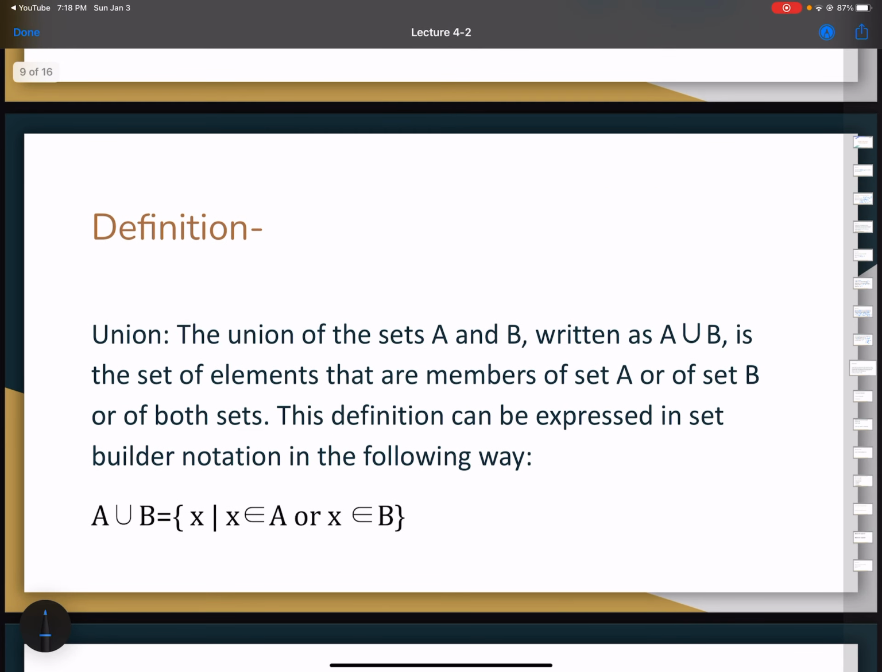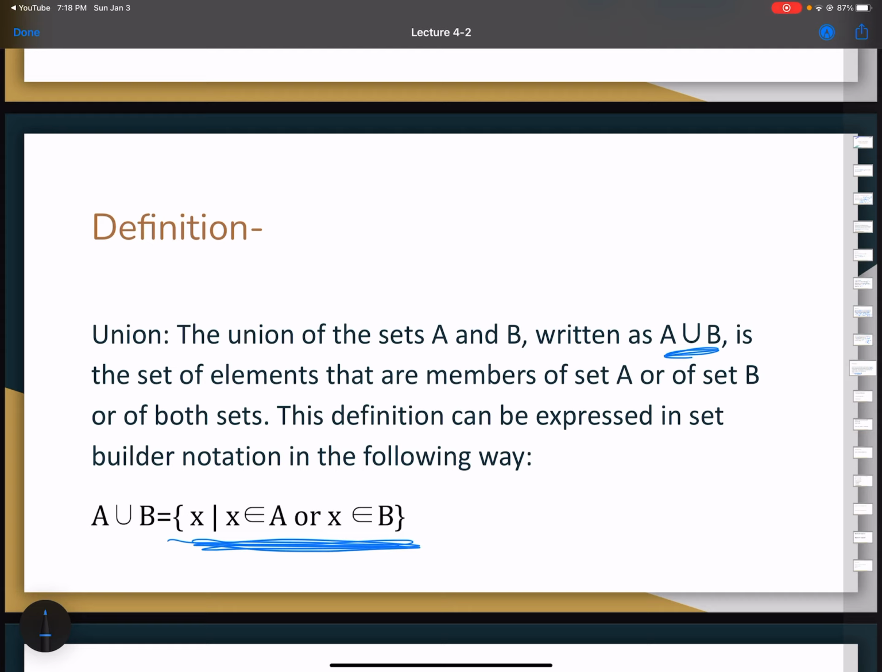Now we have another definition. The opposite of intersection, almost, the other operation that we're going to be using, is union. The union of the sets A and B, written as A union B, is the set of elements that are members of set A or of set B or of both sets. This definition can be expressed in set builder notation in the following way. A union B is all the x given that x is in A or x is in B.